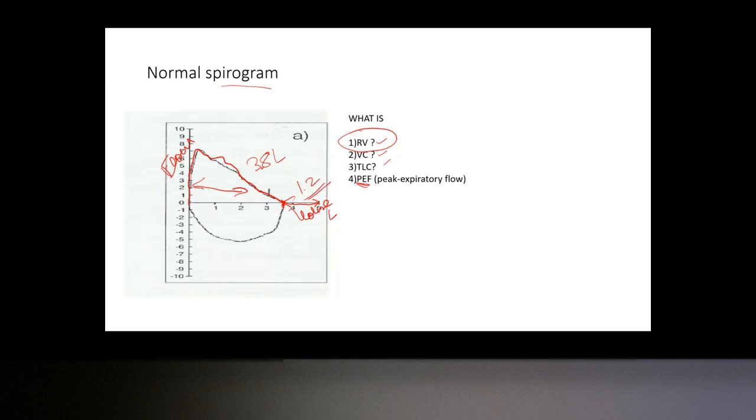Exactly. If we don't know it, we have to use helium. So it's another test. It's not this one. So for the sake of examples, let's say the total lung capacity is 5 liters. Based on this, we calculate the residual volume, which is this volume. And what about the vital capacity? Any idea?